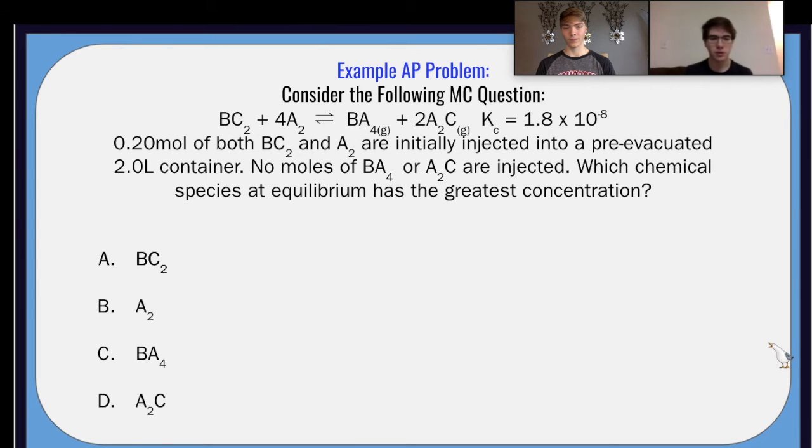And you'll notice in this problem there's 0.2 mole of both BC2 and A2 that are initially injected into a pre-evacuated 2-liter cylinder, and there are no moles of BA4 or A2C. And the question is asking which chemical species at equilibrium has the greatest concentration. I will now let you stop the video on your own and solve this for yourself.